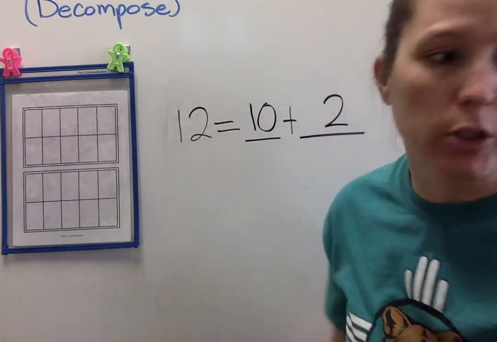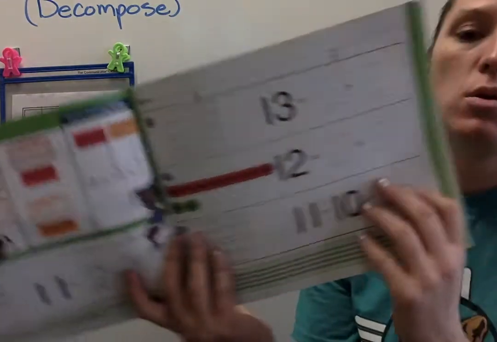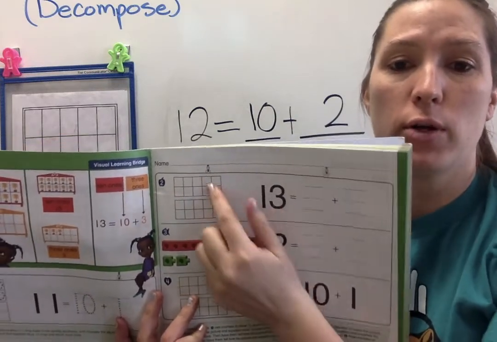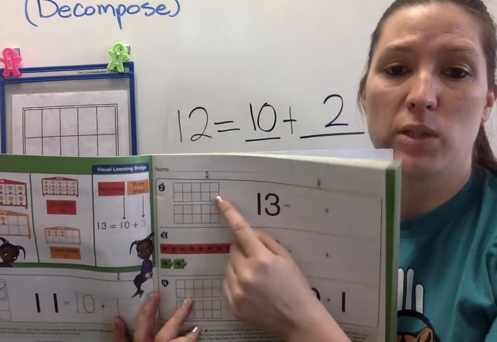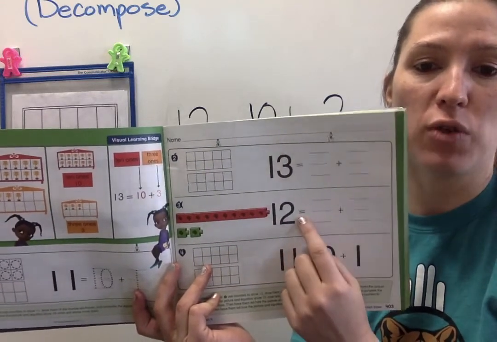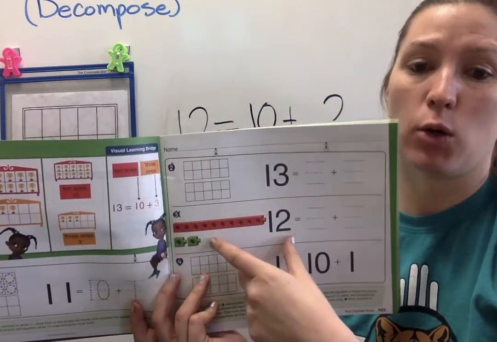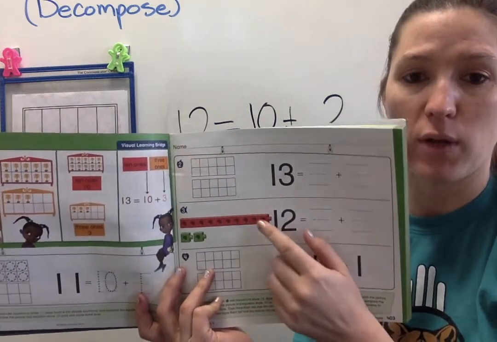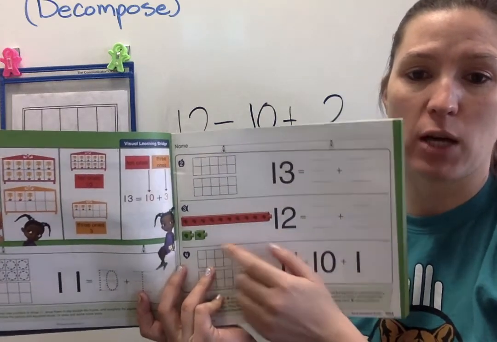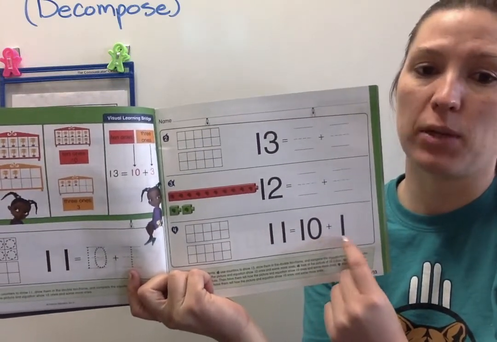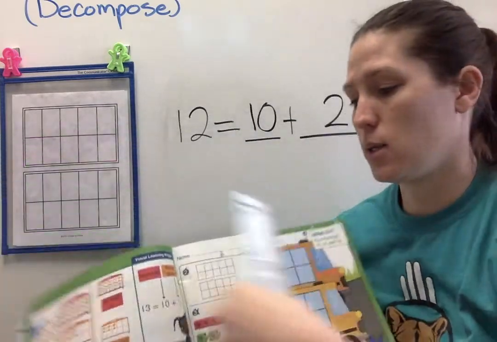Now it will be your turn. In the book, you will have the number and you're going to draw 13 into the double 10 frame and then write the two groups, 10 plus 3. Down here it says 12 equals, has a group of 10 and a group of 2. So that's what you're going to write when you decompose or break apart 12. 10 plus 2, a group of 10 and a group of 2. Down here it has the whole equation, 11 equals 10 plus 1, so you will draw that.